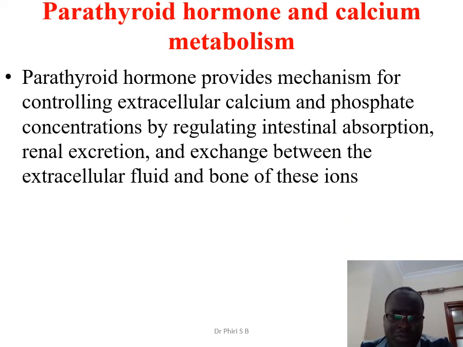The parathyroid hormone and calcium metabolism, we proceed. The parathyroid hormone provides a mechanism for controlling extracellular calcium and phosphate concentration by regulating intestinal absorption, renal excretion, and exchange between the extracellular fluid and the bone of these ions. So it's going to balance up the interchange of calcium.